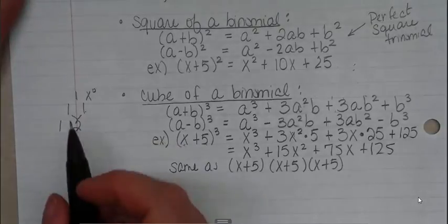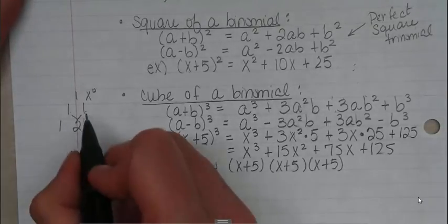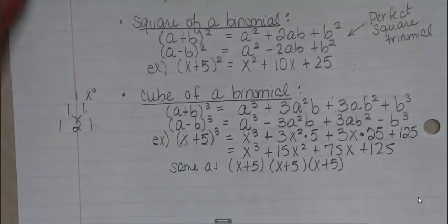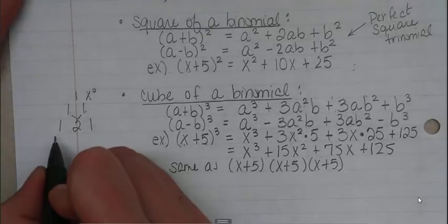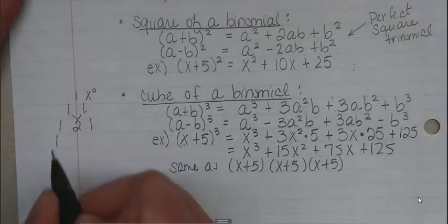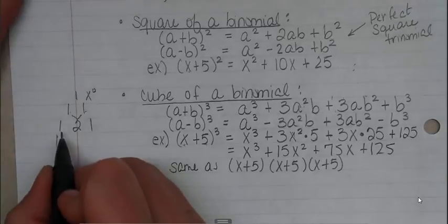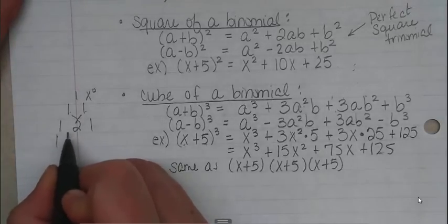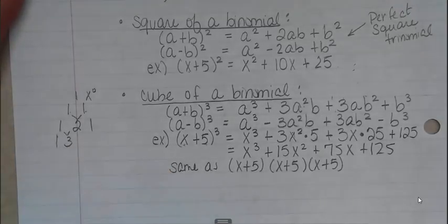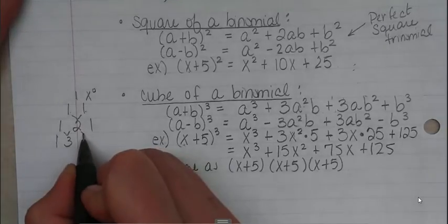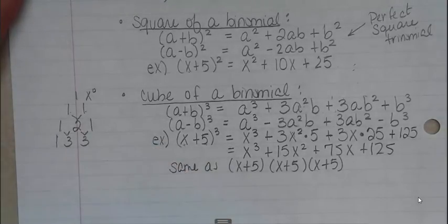So that gives me a 2. 1 plus 1 is 2. And then I'm going to have a 1 on the outside. And the next row, again, 1 on the outside. Then we get these 2, add them together. And then take these 2, add them together. And then a 1 on the outside. Okay, so this is where I am right now.